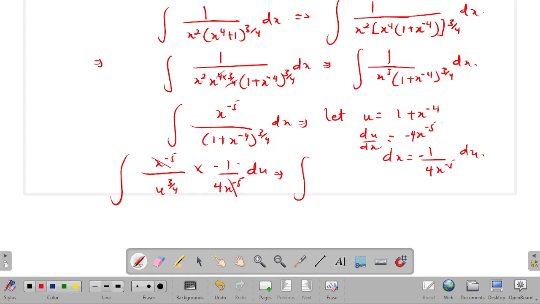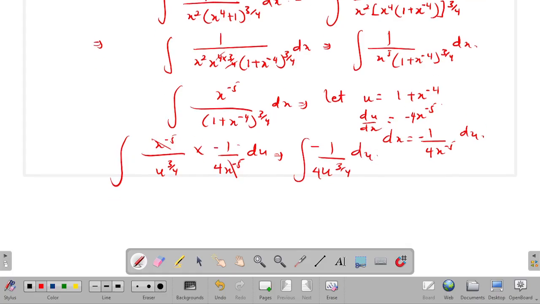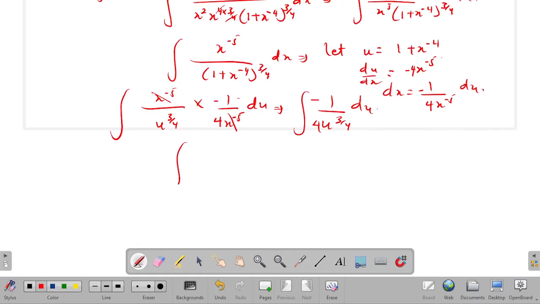Now I have the integral of negative 1 over 4, du over u to the power 3 over 4. I think at this point it's a little bit clearer, right? Since I have the integral of negative 1 over 4 times u to the power 3 over 4, I'll simply push the coefficient out. So negative 1 over 4 will stand out, the integral of 1 over u to the power 3 over 4. What happens? It is the same as u to the power negative 3 over 4.